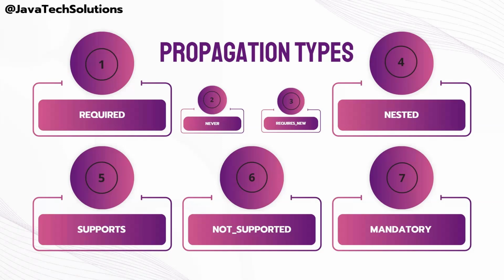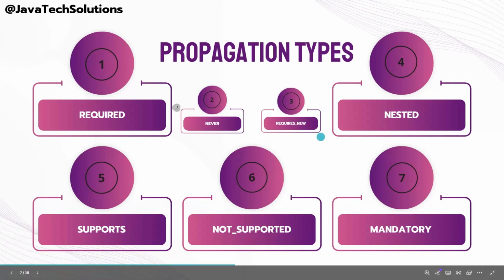The nested means, as the name suggests, it creates a nested transaction that can be rolled back independently of the parent transaction. Supports actually joins the current transaction if it exists, otherwise executes non-transactionally. Not supported means it executes non-transactionally and suspends the existing transaction. And mandatory means it must run within an existing transaction, and throws an exception if none exists. So these are the different types of propagation type.